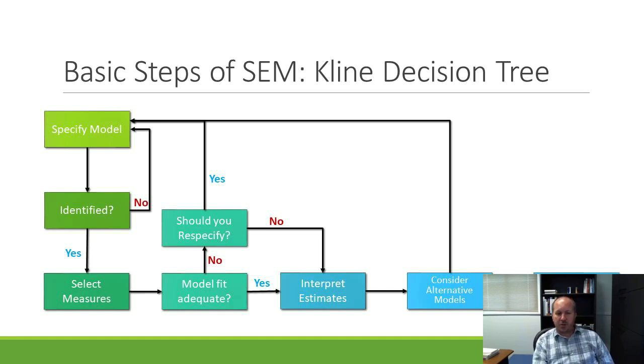After you interpret the results, you consider alternative models, alternative ways that perhaps the relationships could exist. And then once you do that, you publish the results. And going back to the alternative models piece, if there's an alternative model, you go back to specifying, identifying, usually skipping the select measures step because you're using the same measures, and you're testing model fit and interpreting the results.